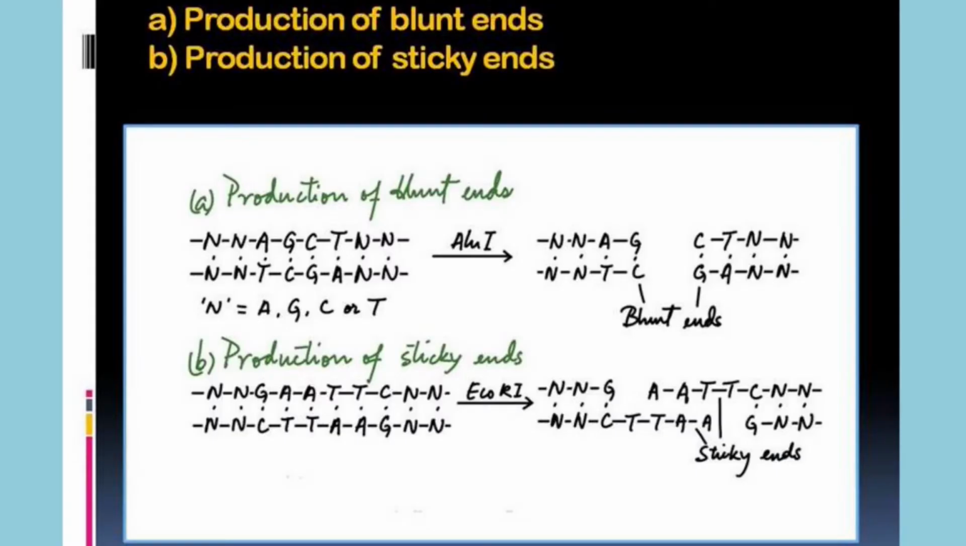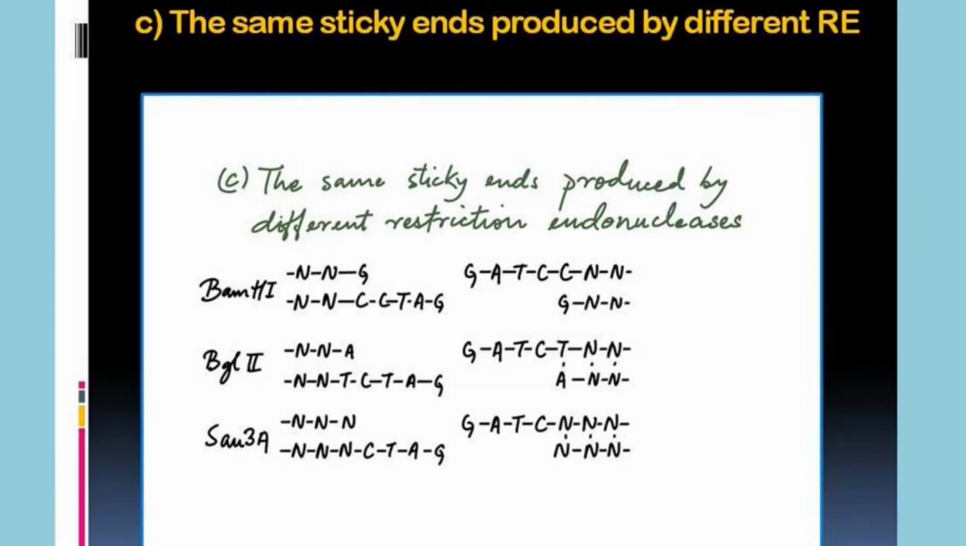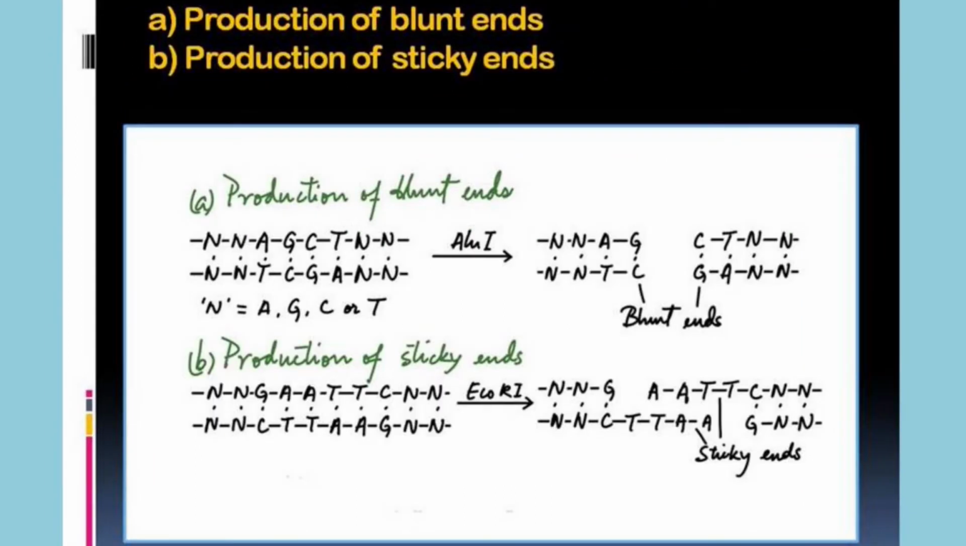And how are blunt ends produced, and how are sticky ends produced, and how are the same sticky ends produced by different restriction enzymes? By using restriction enzymes such as EcoRV, EcoRI, AluI, we can produce the blunt ends or the sticky ends by cutting at particular sites.